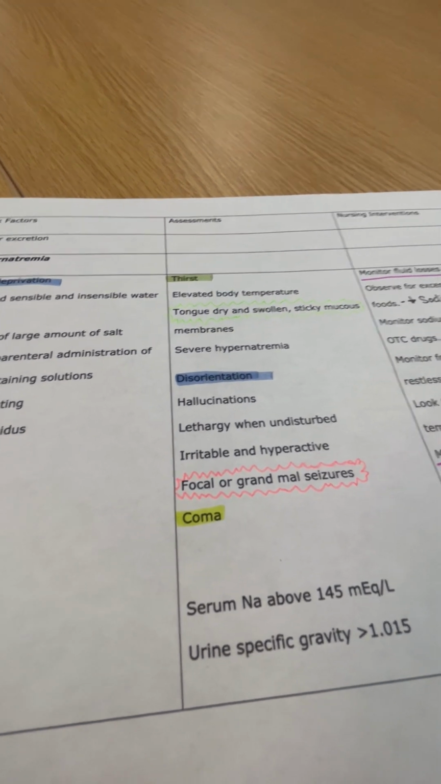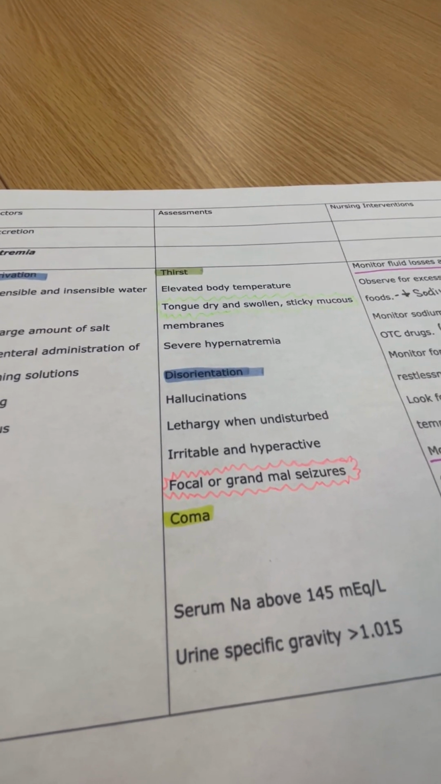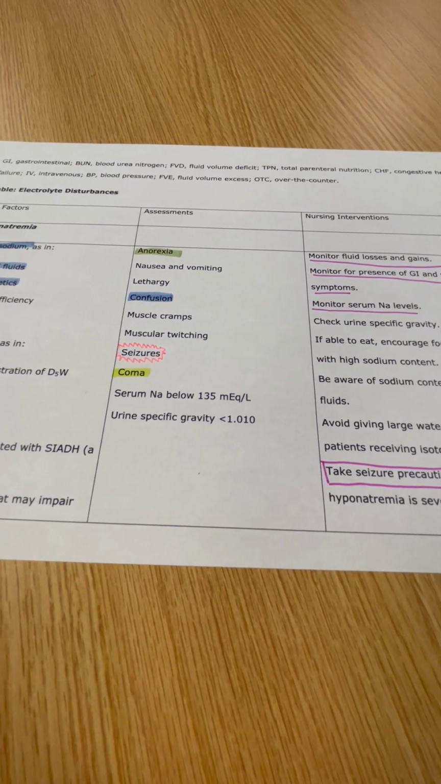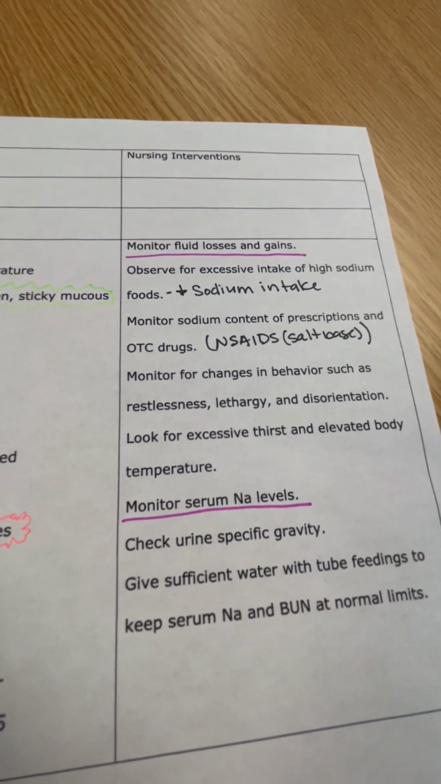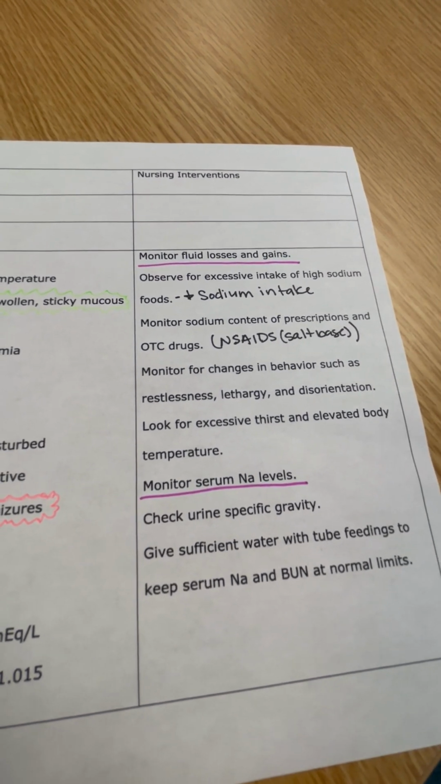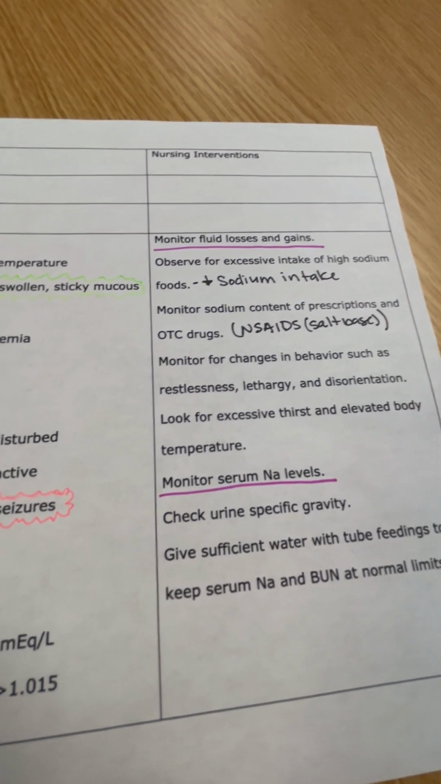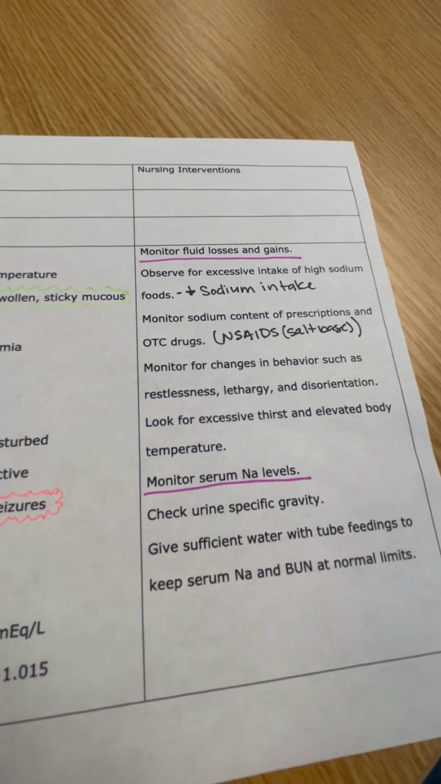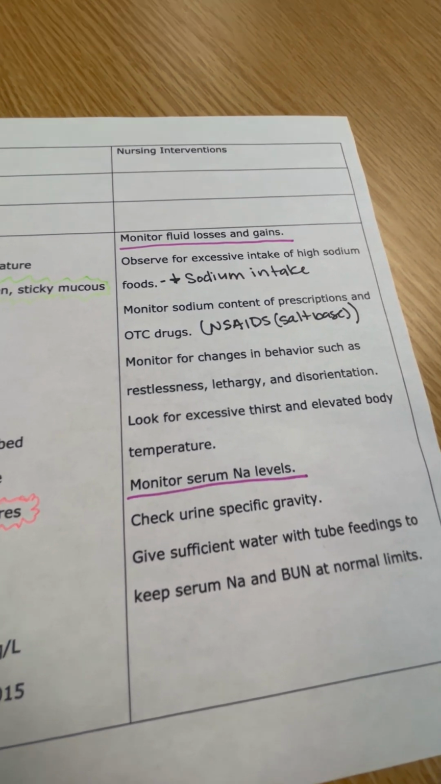Thirst, tongue dry, swollen, and sticky. That's a huge one to know with hypernatremia. And that's going to be completely different than somebody in hyponatremia. So knowing that part. And then here are your interventions. So underlining things that you could do. Some require orders, some don't. So just understanding, you need to know the things that require an order and the things that don't.